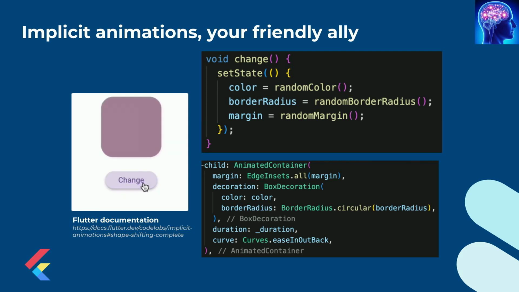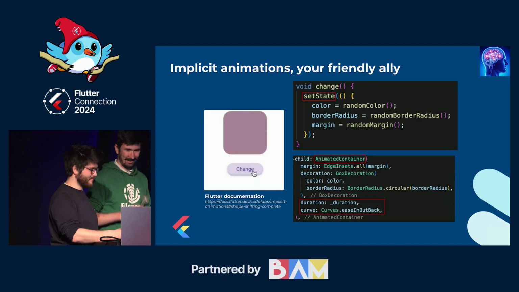And so what you have to do is just use variables for your inputs to the container, and then you just replace your container with an animated container, you give it a duration and a curve, and then you can set state, and voila, it works. It's very easy, it's magic, and it's the easiest way to do animations. But sometimes you need to do some things a bit more complicated.